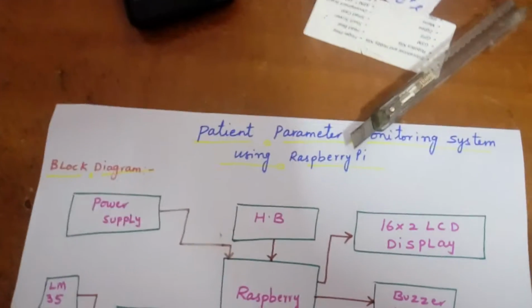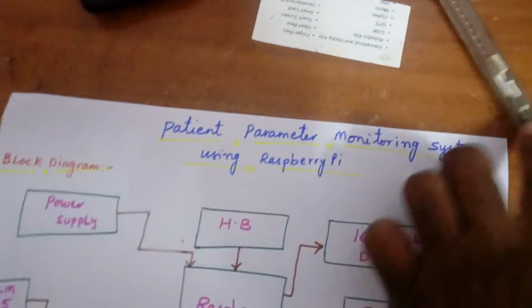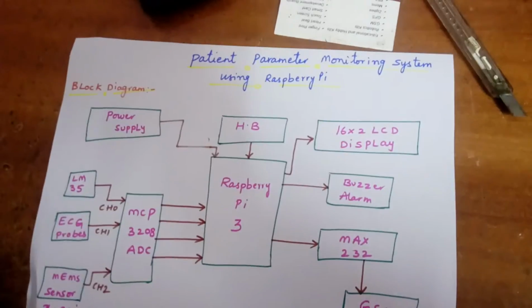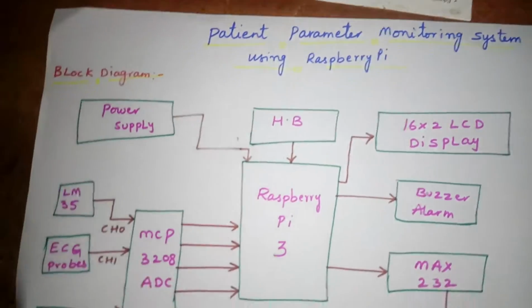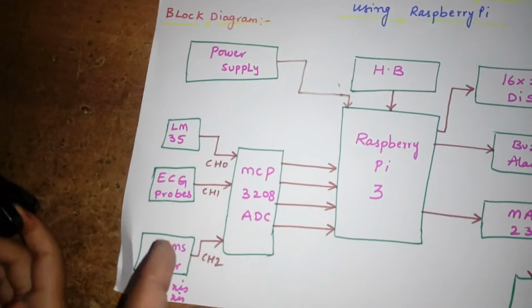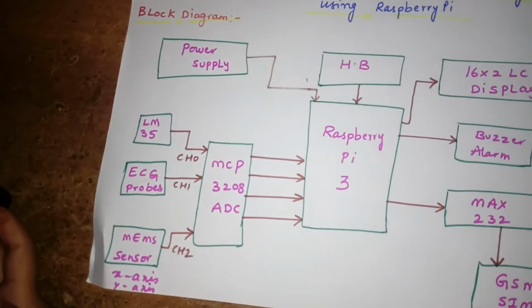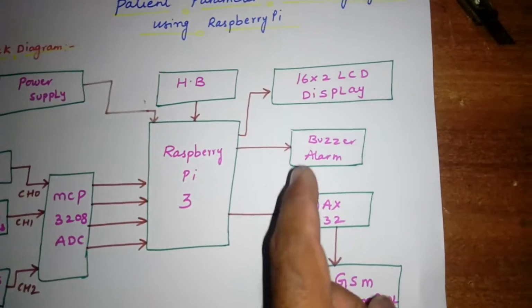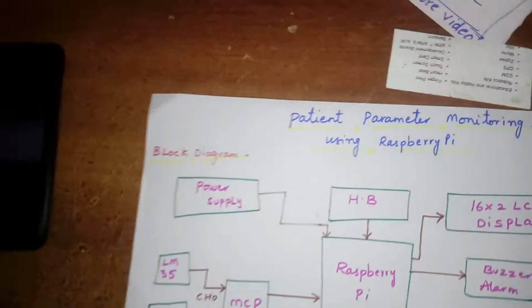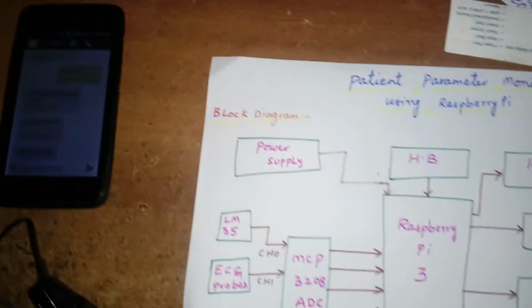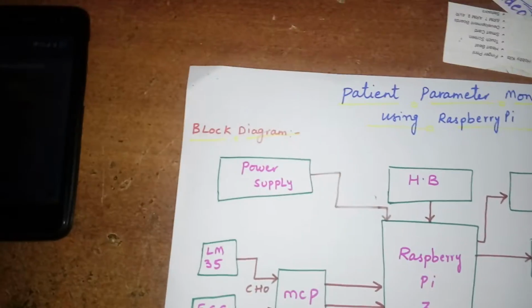The project title is Patient Parameter Monitoring System Using Raspberry Pi with SMS Alert. Here I am using a Raspberry Pi 3, a heartbeat module, an LM35 temperature sensor, ECG probes, a MEMS accelerometer sensor, and one alarm. We are sending the SMS alert to the doctor's mobile phone or the parents' mobile phone for front fall, back fall, over temperature, and over heartbeat. Like that we are going to receive the SMS alert.